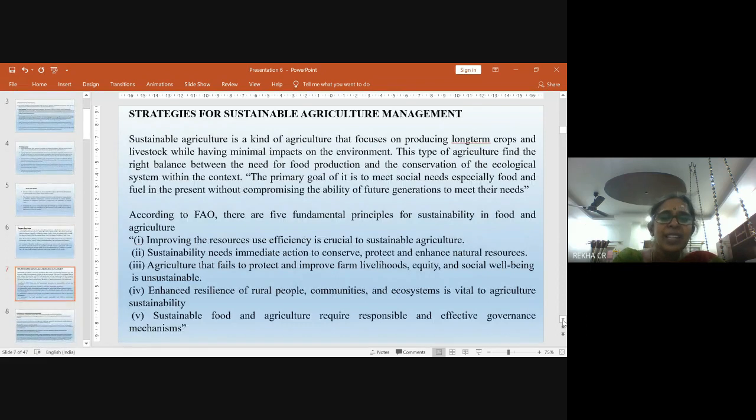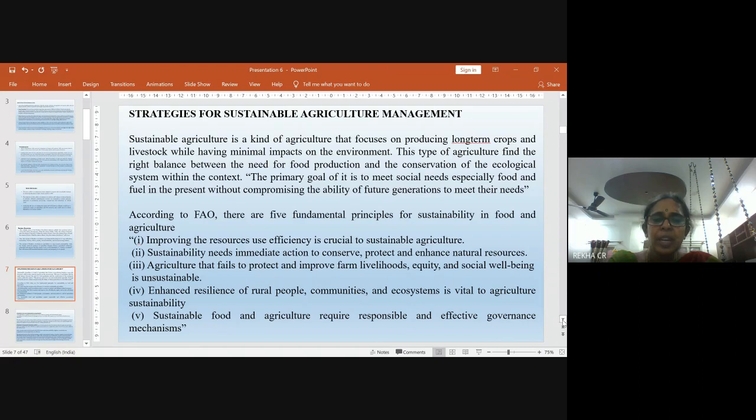So what are the strategies for sustainable agricultural management? See, sustainable agriculture is a kind of agriculture which aims at producing long-term crops and livestock, having minimal impacts on the environment. So it's the right balance between the need for food production and conservation of the ecological system. So the primary goal is to meet social needs, especially food and fuel, in the present without compromising the ability of future generations to meet their needs.